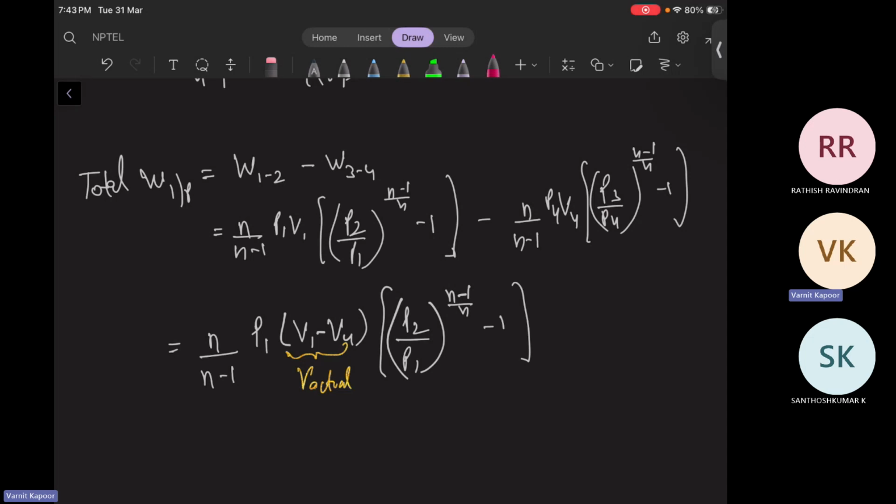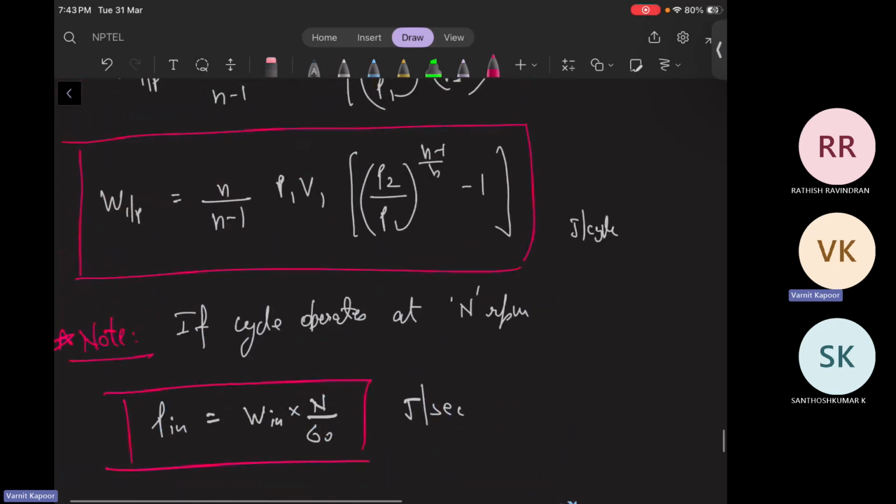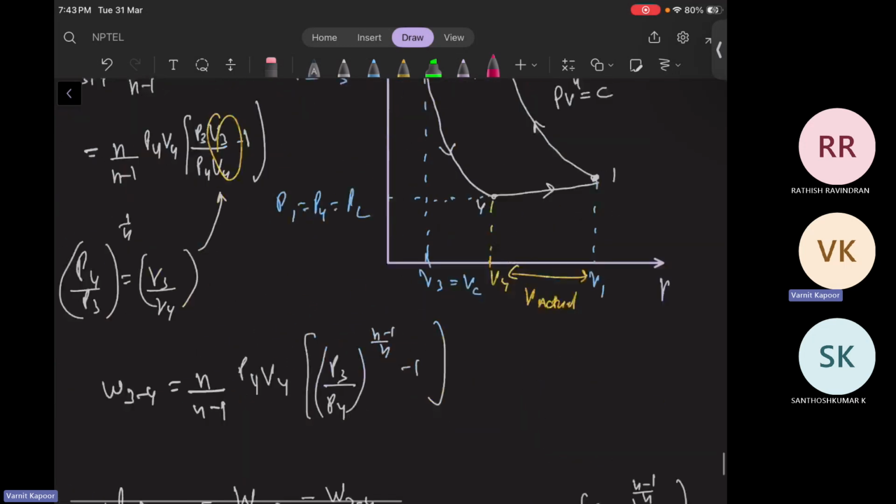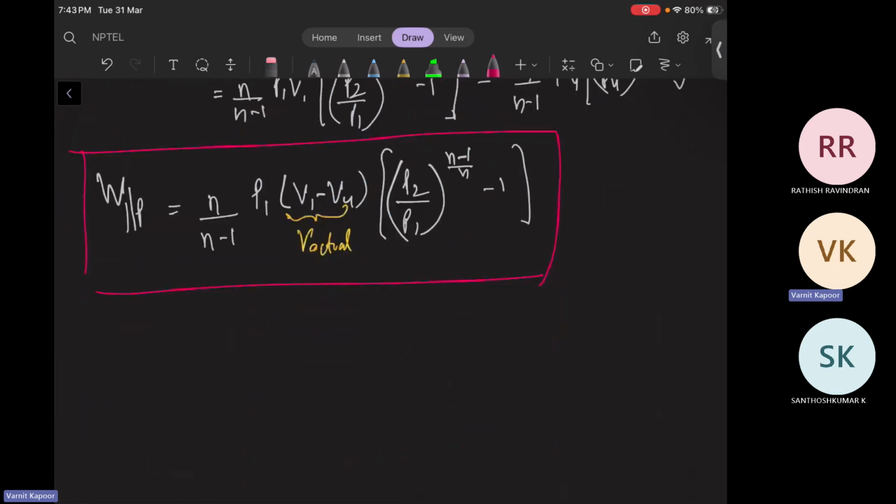Let me write it as the final work input to the compressor. If I say that in this expression V4 is 0, there is no clearance volume, then it is the same as the previous case, that was P1V1 times the bracket values without the clearance volume. So just remember this one: you just take V4 as 0, you will get the previous case. So if the actual volume entering the compressor is the same in both the cases, then there is no impact of the clearance volume.